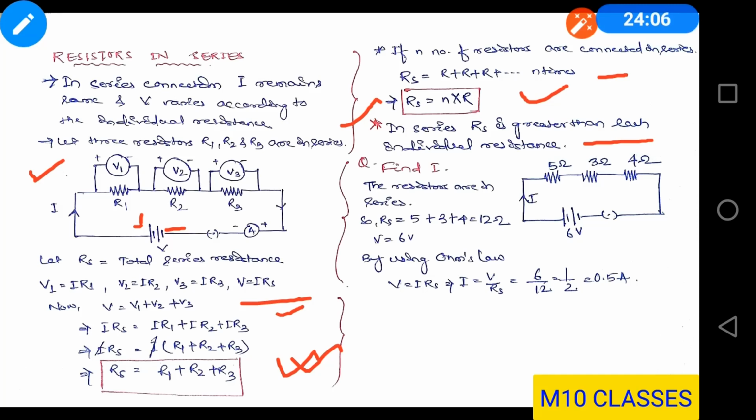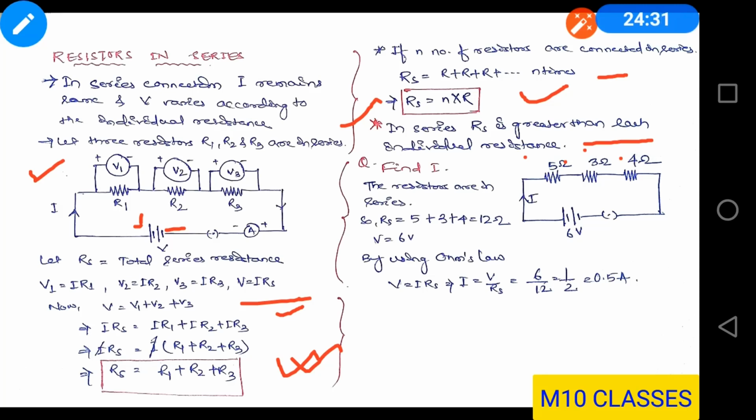Now let us see an example for this. First of all, take three resistances 5 ohm, 3 ohm and 4 ohm connected in series. It is given to find I. First of all, I have to find the total equivalent resistance. Current comes from here, so this will be mundo lanja, mundo lanja, mundo lanja, they are all in series.